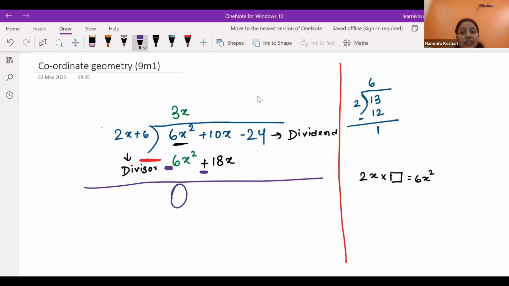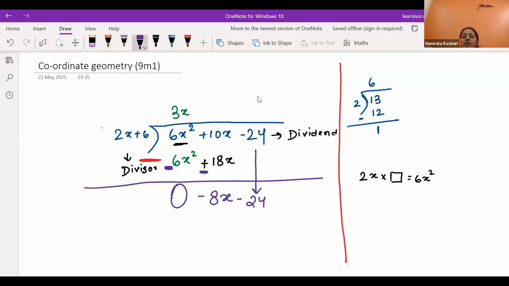10x minus 18x, focus on the purple sign. 10x minus 18x will be minus 8x. Are you getting it? Yes, ma'am. Now we will copy this one, that is minus 24.